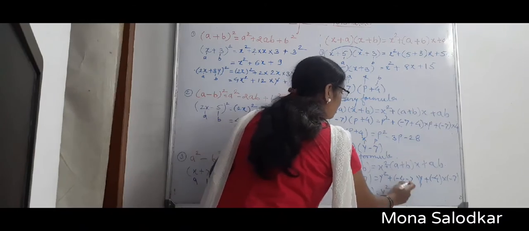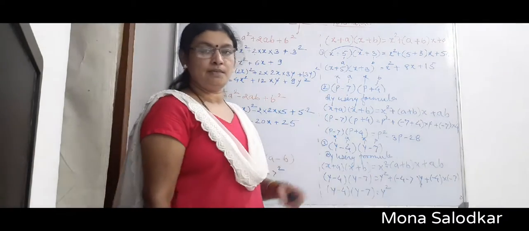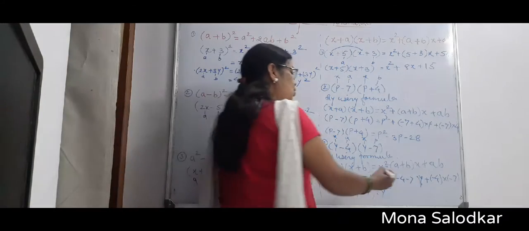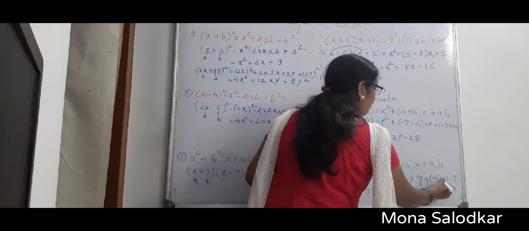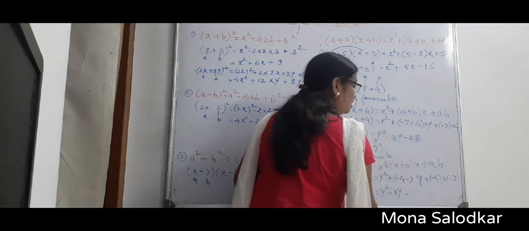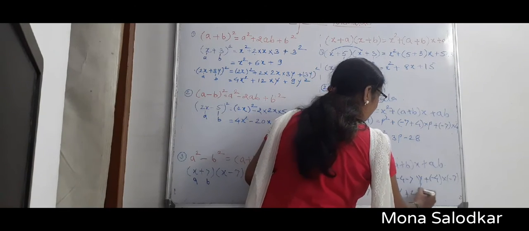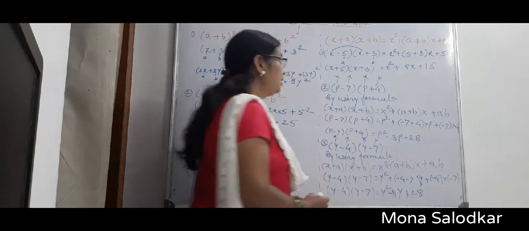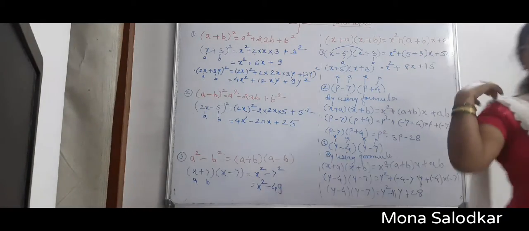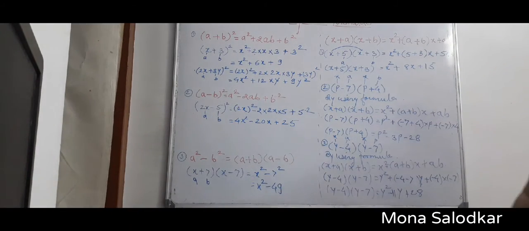Here y² minus 4 minus 7: minus minus is plus, but take the sign of the greater number. So −4 − 7 is −11y. And here, in multiplication, minus into minus is plus. So 4 sevens are 28. So what is your answer? y² − 11y + 28.